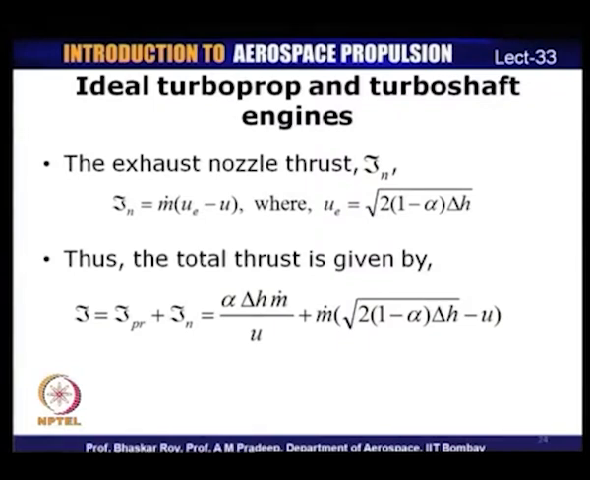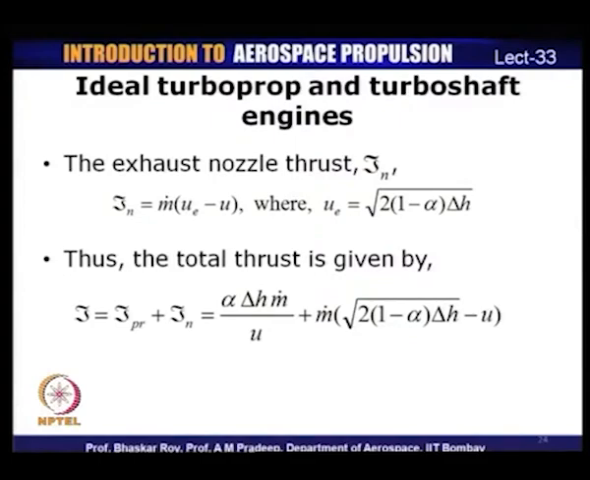Therefore, the total thrust is equal to the thrust generated by the propeller plus the thrust generated by the nozzle, which is equal to alpha delta H times m dot divided by U plus m dot times (the square root of 2 times (1 minus alpha) delta H minus U).